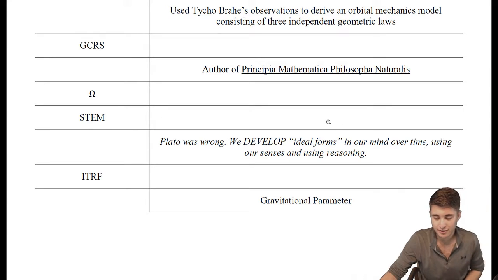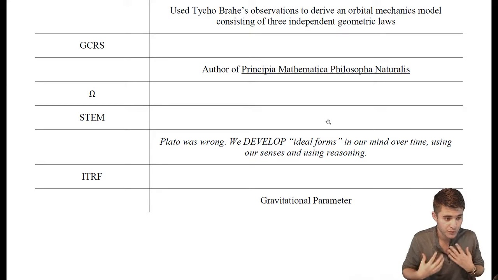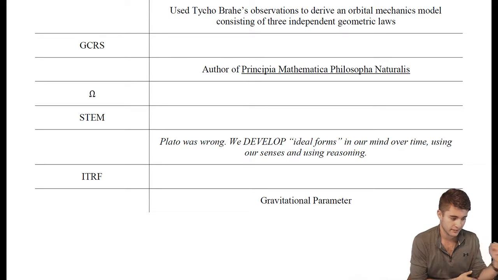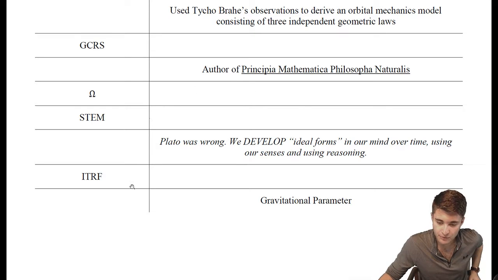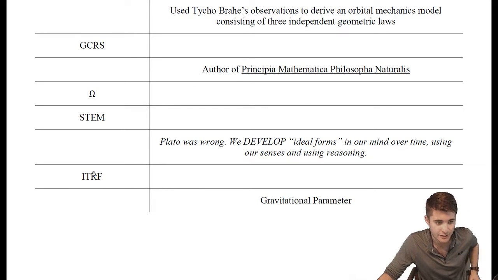We develop these ideal forms over time using our senses. We don't know anything at birth. That's the difference. And then what's the symbol for gravitational parameter, and what does ITRF stand for?